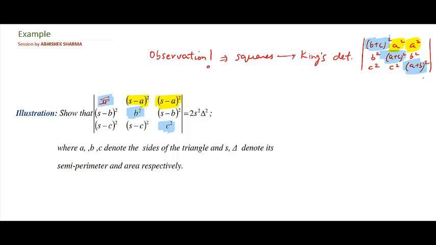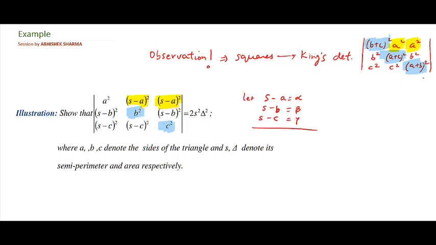So then how do we proceed for the problem? How do we start with the question? So we start with a simple substitution. Maybe I assume that s minus a, let's say, is equal to alpha. We assume this. S minus b is equal to beta, and s minus c is equal to gamma. Okay, we assume this.